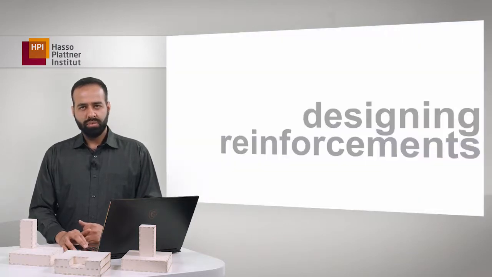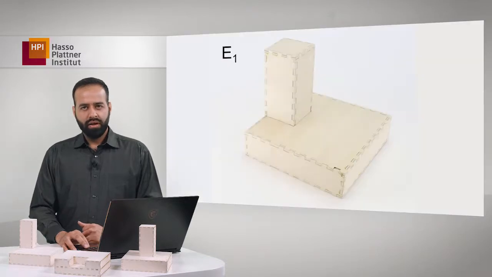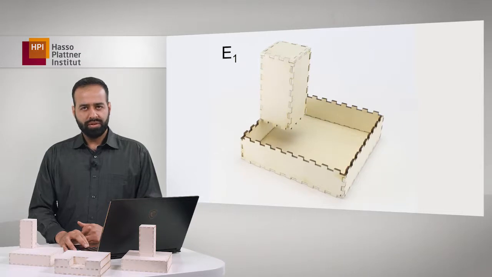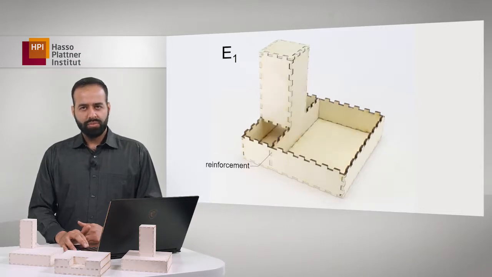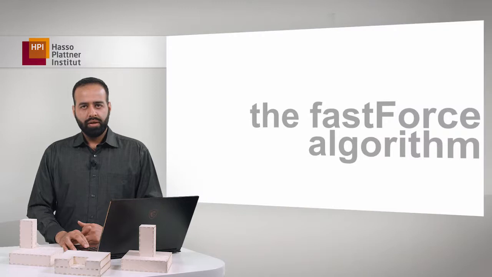Number 2, we devised multiple ways to reinforce all the points of failure. For example, in this case, to reinforce this point of failure, we need to have at least 2 parallel plates connecting the extrusion, because that's what makes it structurally strong. And number 3, we wrote a software algorithm, FastForce, that both identifies these points of failure and reinforces them in real time.